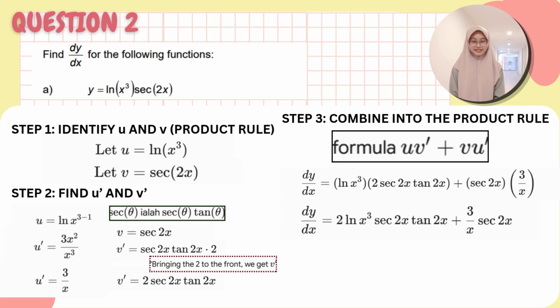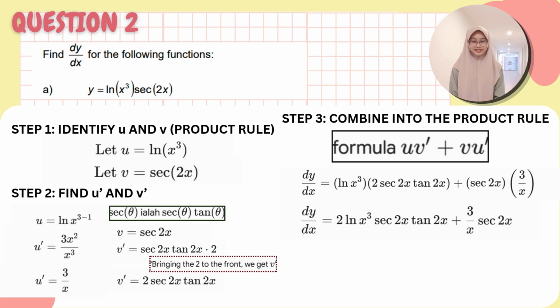Next, we need to find the derivatives, u prime and v prime. For u, we write the power rule like this, x to the power of 3 minus 1. This gives us u prime equals 3x squared over x cubed. After cancelling out the x term, we get 3 over x.